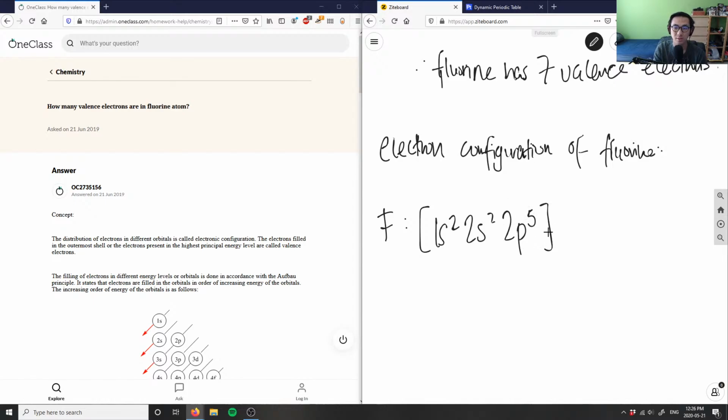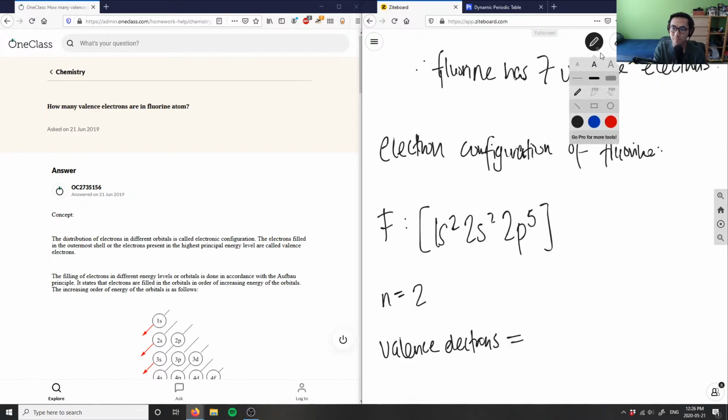So we have 5 electrons in the p orbital. And as you can see here, my principal quantum number, or the n value, is the biggest number that you can see in your electron configuration. In this case, it's 2. And therefore, the valence electrons you can calculate is simply the sum of all the electrons in that principal quantum number. So this is going to equal 2s2 plus 2p5, which is 5. So 2 plus 5 here is equal to 7.